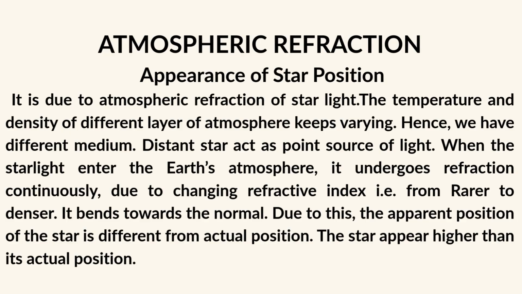Distant stars act as point sources of light. When the starlight enters the Earth's atmosphere, it undergoes refraction continuously, due to changing refractive index from rarer to denser. It bends towards the normal. Due to this, the apparent position of the star is different from the actual position. The star appears higher than its actual position.